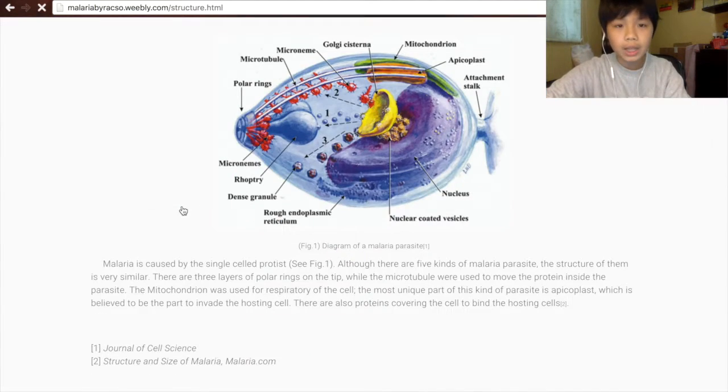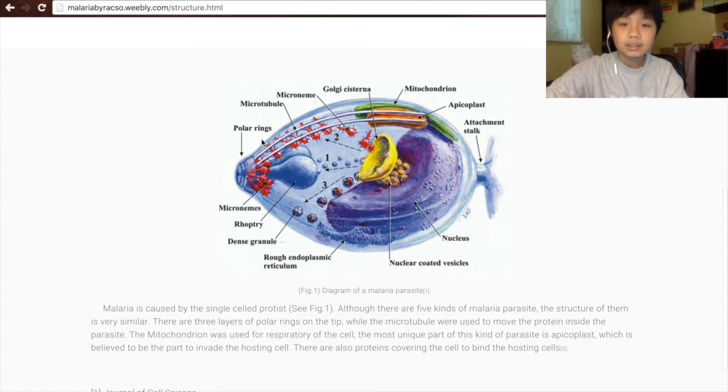The structure of malaria. This parasite here is a single-celled protist. There are 5 kinds of malaria parasite, but their structures are very, very similar. There are 3 layers of polar rings here, and then there are the microtubules here to move the proteins inside the parasite. And the mitochondrion here is for the respiration of the parasite.